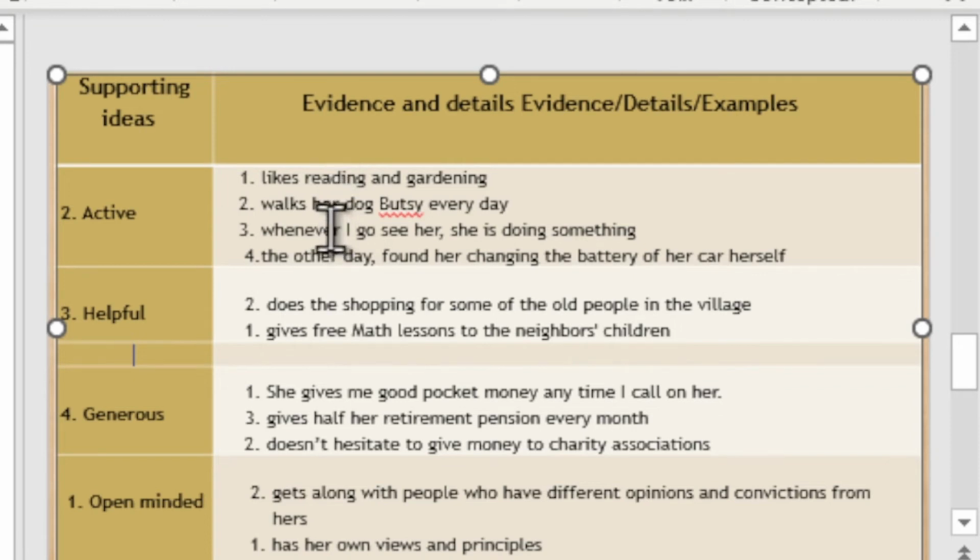So I'm moving from an ordinary detail to a stronger one. And in number three, I'm moving to an even stronger one. Anytime I go see her, anytime I drop by to say hello, she's doing something. For example, the other day, when I dropped by to say hi, I found her changing the battery of her car herself. And that is a very active woman indeed. So for the rest of the supporting ideas, I have followed the same rationale of moving from strong to stronger.